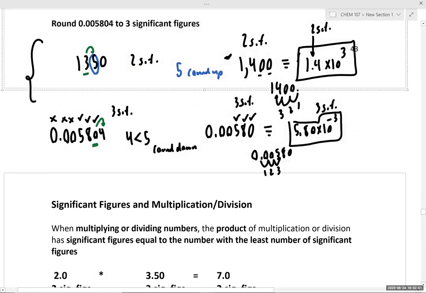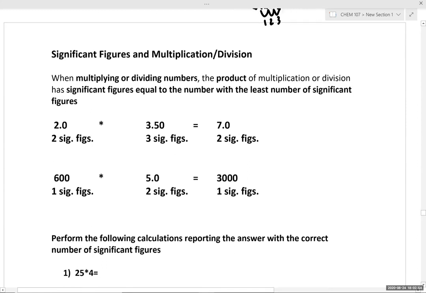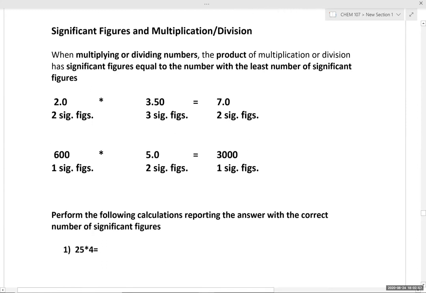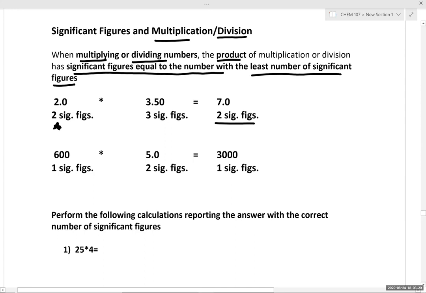So we've talked about significant figures. We've talked about rounding. Let's now start to see how significant figures are handled when you multiply and divide numbers. So when multiplying or dividing numbers, the rule is pretty straightforward. The product, your final answer, has significant figures equal to the number with the least number of significant figures. So for example, 2.0 has 2 sig figs. We multiply it by 3.0, which has 3 sig figs. 2 is the smallest number of significant figures, so our answer has 2 significant figures.